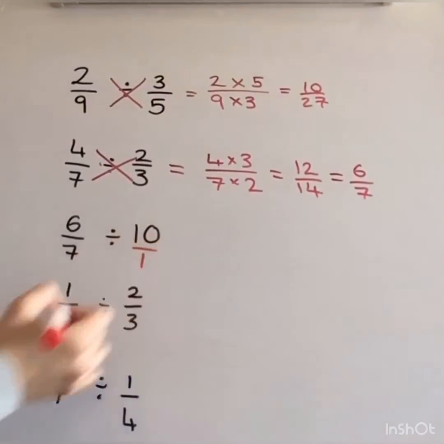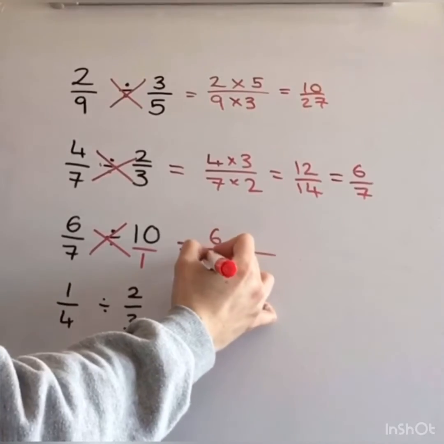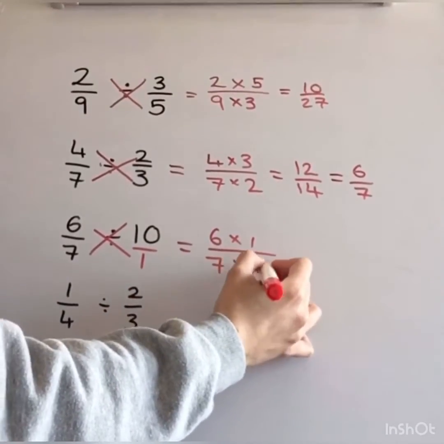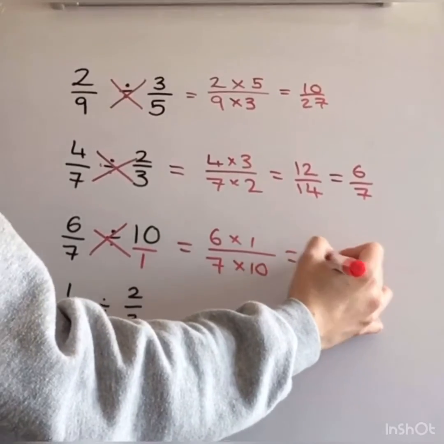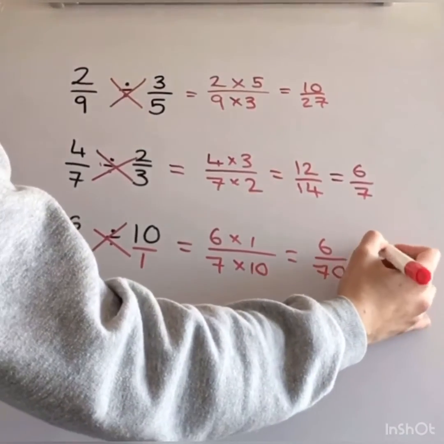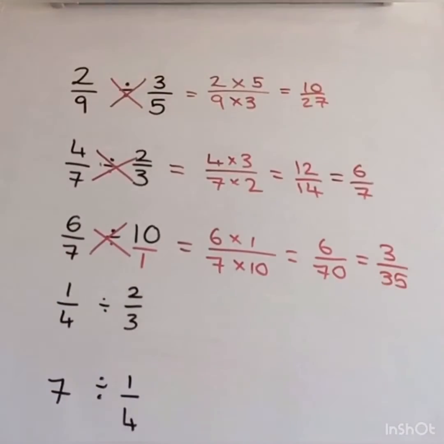With this next one, again, same again, but any whole number, remember, goes over 1. So pop that 10 over 1 and then do your multiplication. So we end up with this one with 6 over 70. This one here can be cancelled down, so it will be 3 over 35.